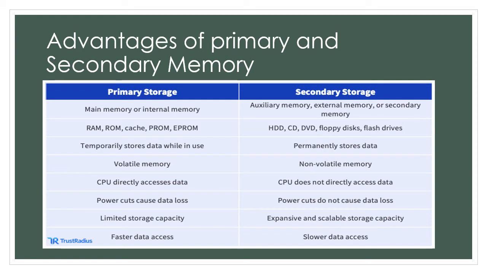Secondary memory permanently stores data. In primary memory, CPU directly accesses data. In secondary memory, CPU does not directly access data. So primary memory has faster data access, in secondary memory data access will be slow.